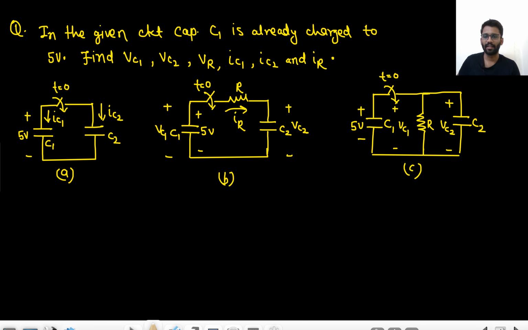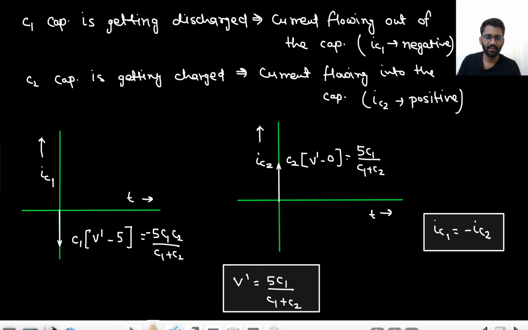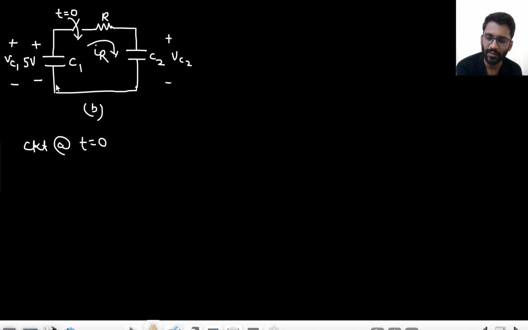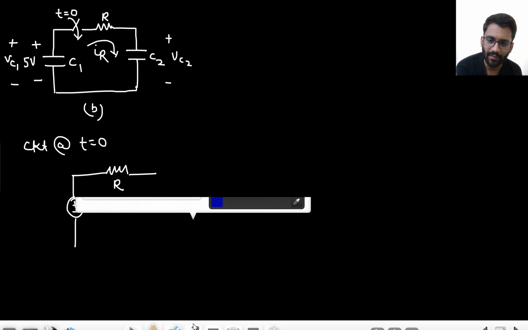Let's take the next circuit, that is circuit B. Let me pause and make the circuit. So this is the circuit B we are having. So tell me what is happening. Circuit at t equals to 0. This capacitor will be replaced with a battery of 5 volt. Well and good. Battery of 5 volt. This resistance will remain there as it is. This capacitance will be shorted.